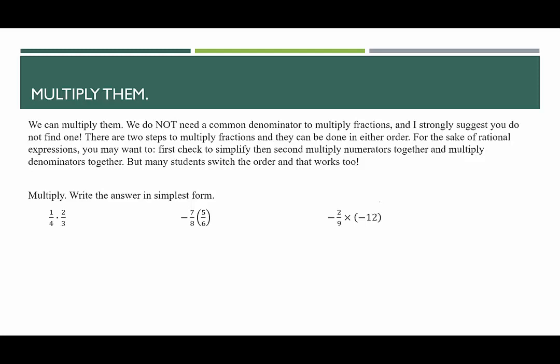So I'm going to show my way, which is to simplify first, because first of all, if you simplify before you multiply, then you get to deal with smaller numbers. You don't have to multiply bigger numbers, which is great. I don't like having to multiply bigger numbers if I don't have to.